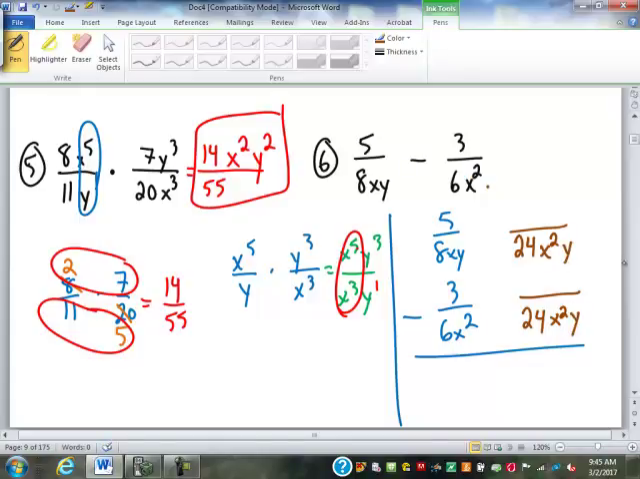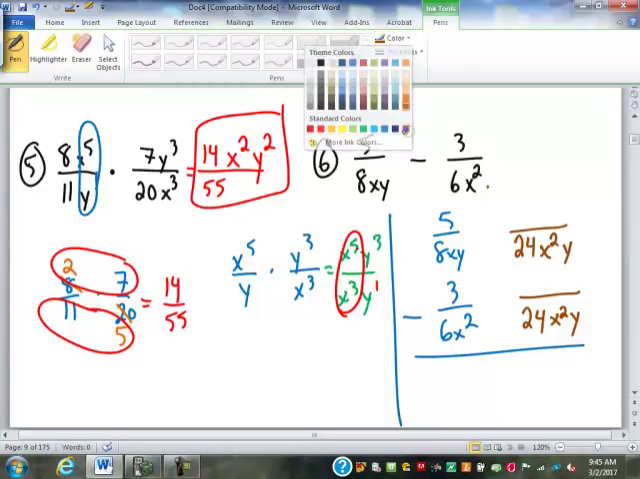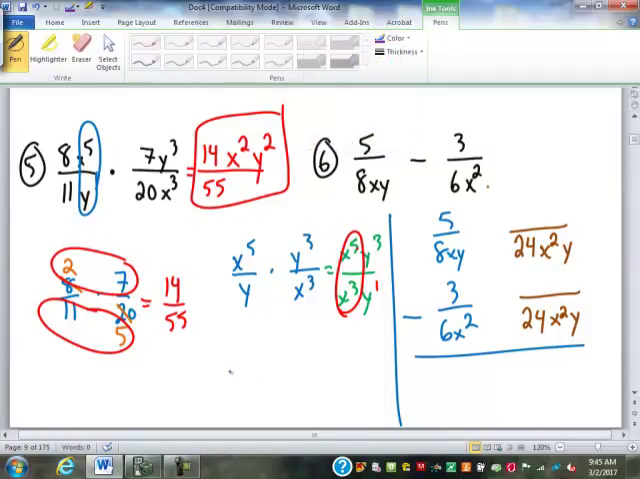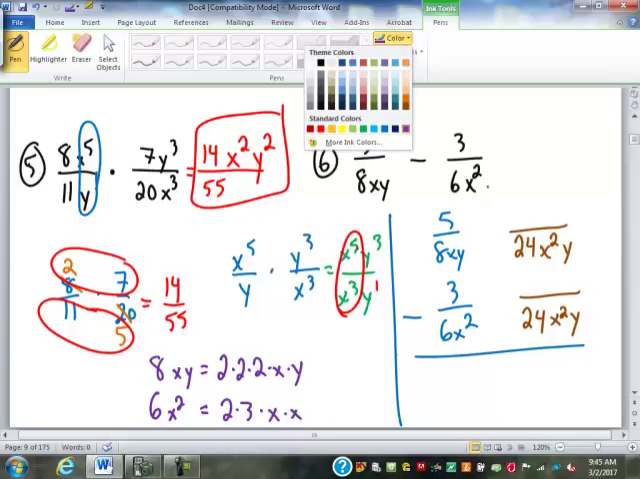So I'm going to pause for a second. Any questions on where I got the 24x squared y? So we just had the numbers, 8 and 6 gave us the 24. And then the highest power on the variable. So like if we have 8xy, if you factor 8, that's 2 times 2 times 2, and then x times y. The 6x squared, if you factor 6, that's 2 times 3, and then x squared is just x times x.